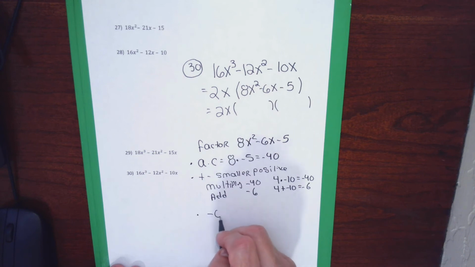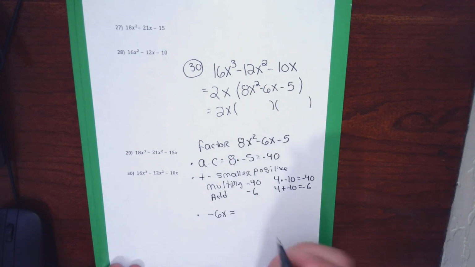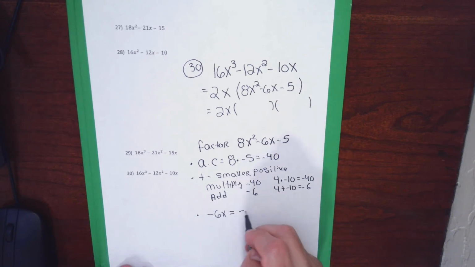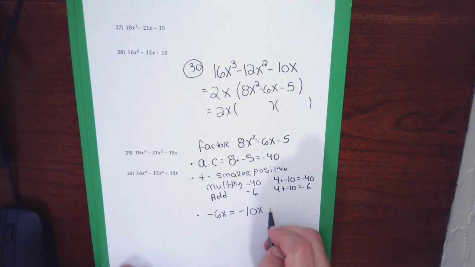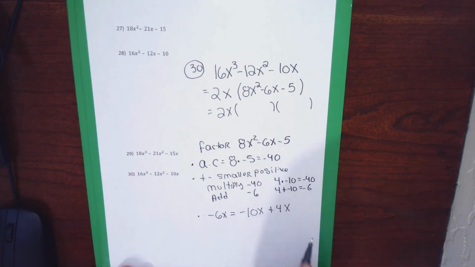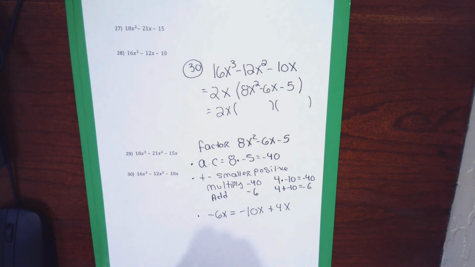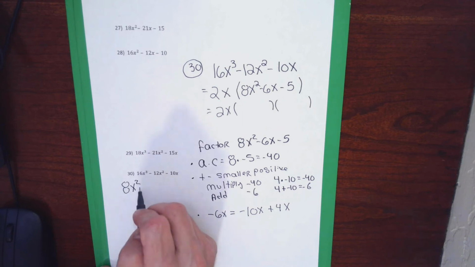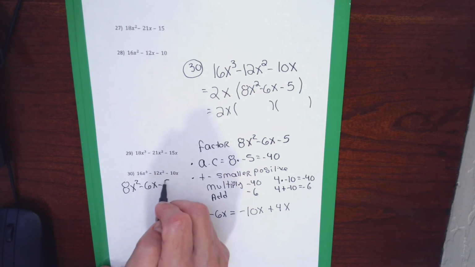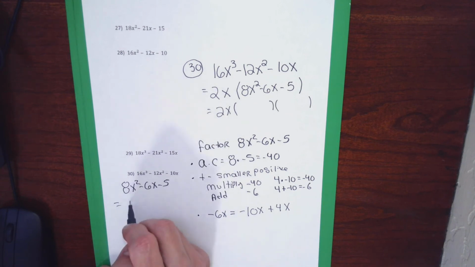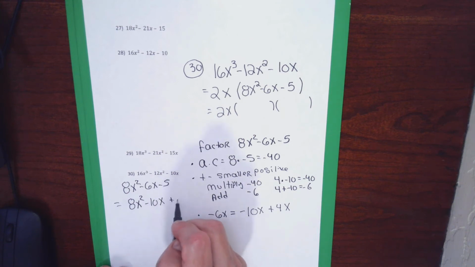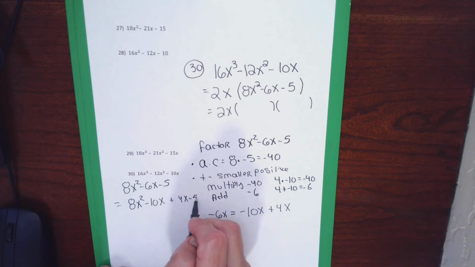So now I'm going to need to rewrite the negative 6x. And if I'm rewriting and I have one positive and one negative, I always write the negative first so I don't have to factor out a negative. So I'm going to rewrite the negative 6x as negative 10x plus 4x. That will allow me to rewrite 8x squared minus 6x minus 5 with 4 terms that we set up for grouping to work. If I pick the wrong breakup, then grouping's not going to work.